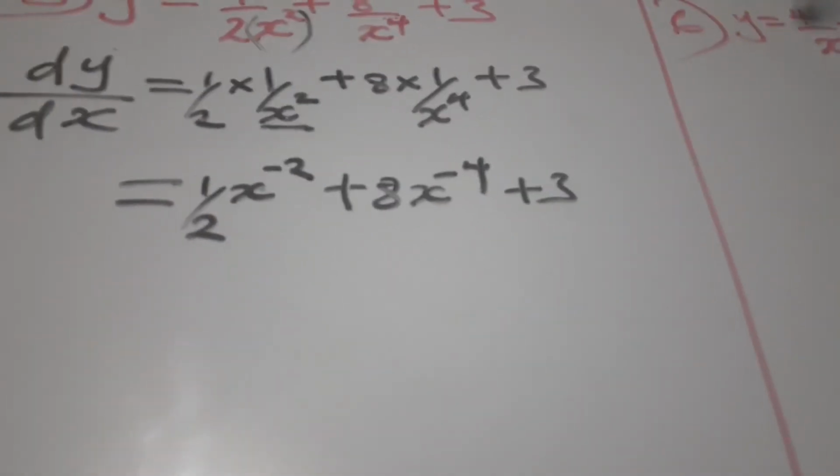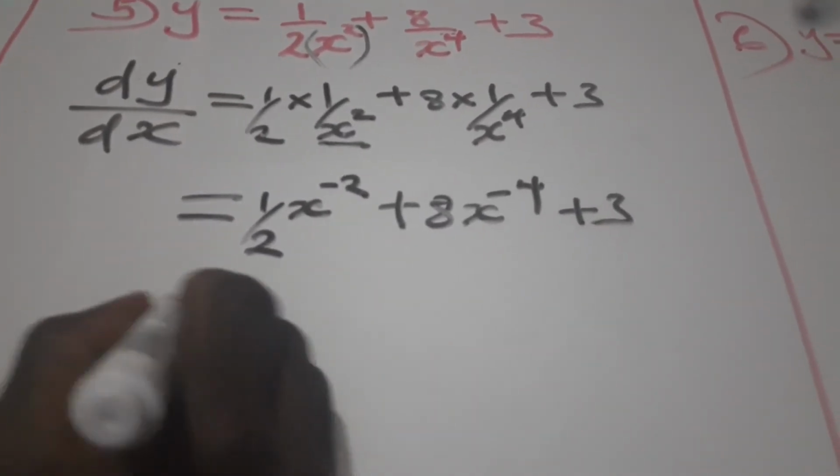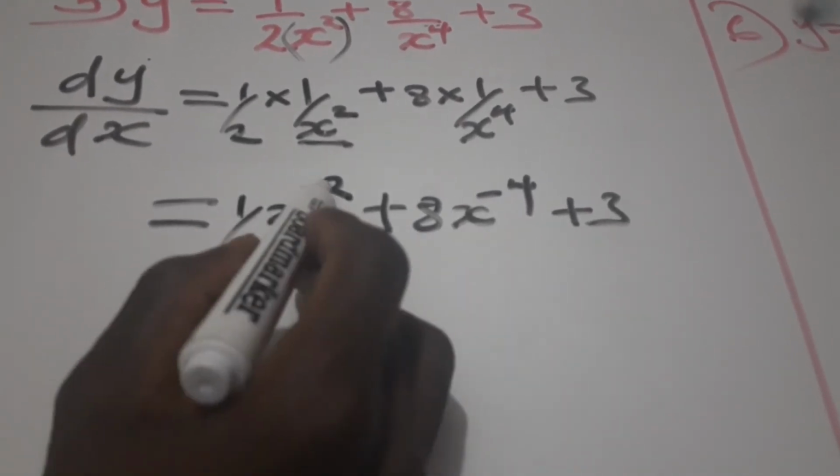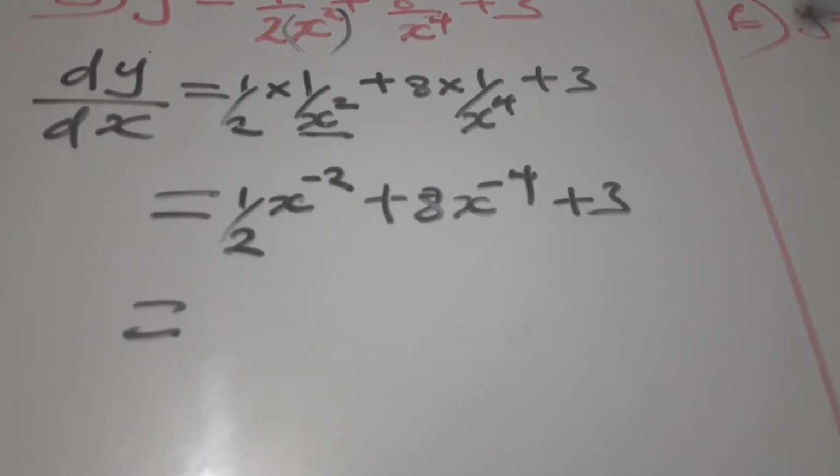Now you're going to do the differentiation. The differentiation, you remember, what did you say? You multiply and then you subtract. So it will be negative 2 multiplied by a half.